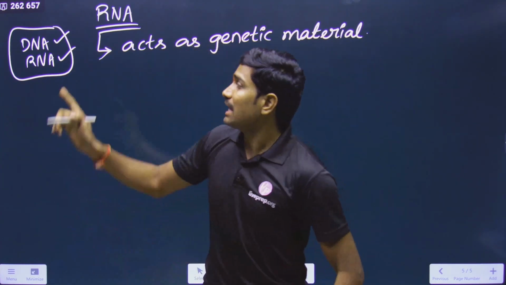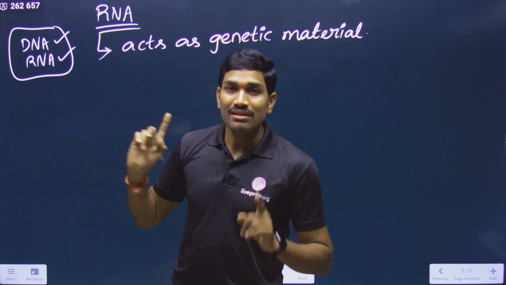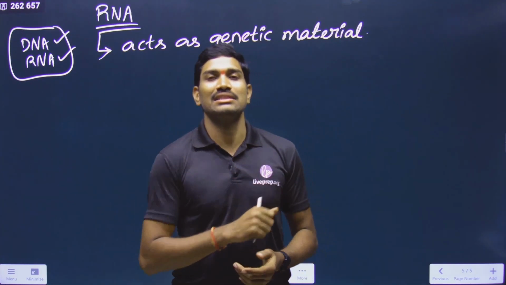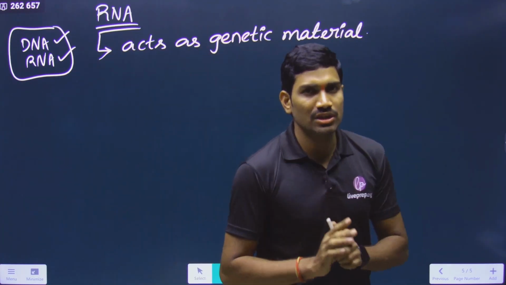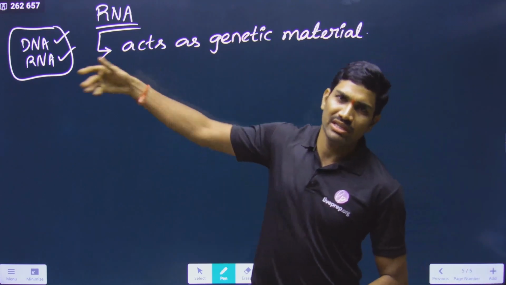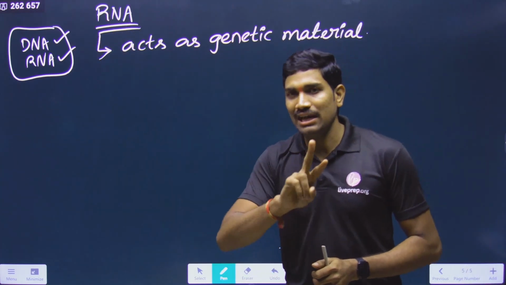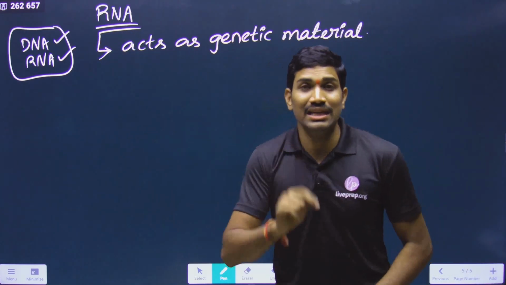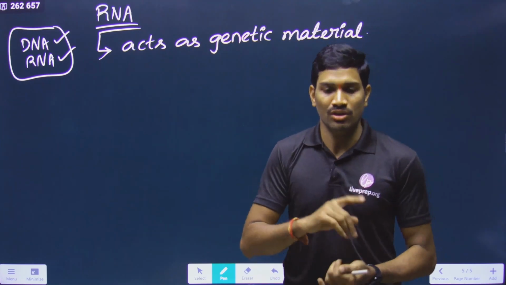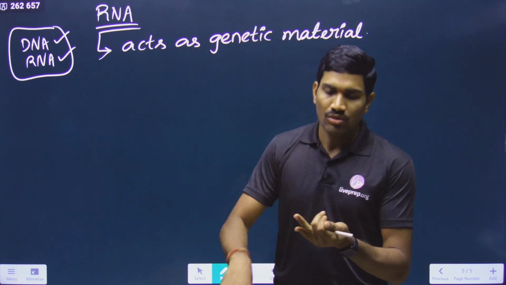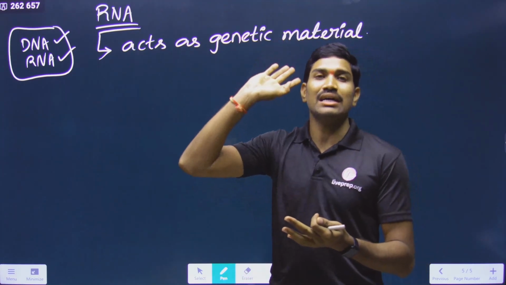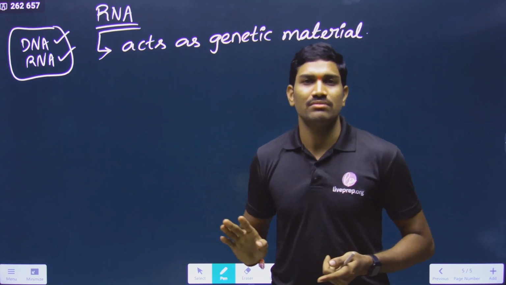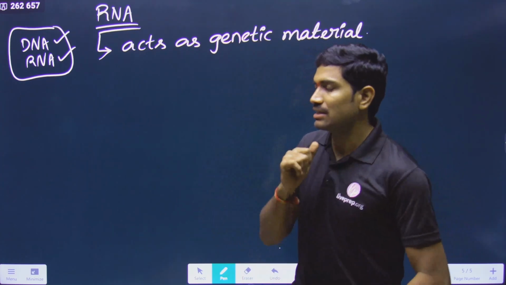who will act as genetic material? Please observe this. This is a logical question. A cell has both DNA and RNA. If a cell has both types of nucleic acids, then who will act as genetic material? Options: only DNA, only RNA, both DNA and RNA, and none of these, or some other option they will give. What is the correct answer?